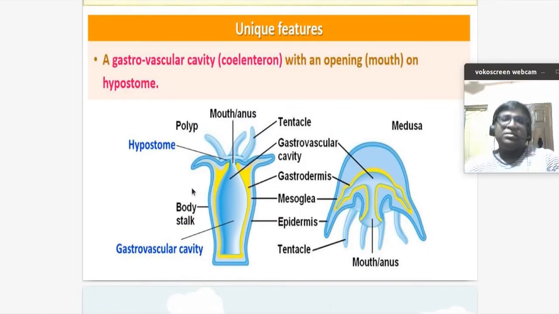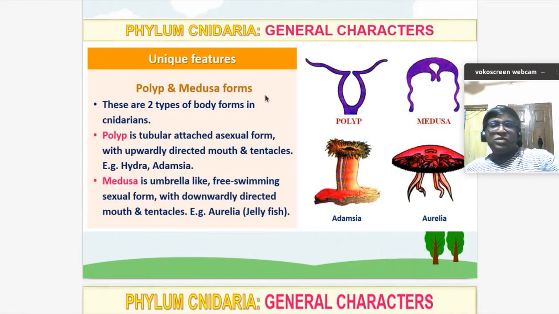So the unique features, they have a gastrovascular cavity. You can notice at the center, they have a gastrovascular cavity, which is called coelenteron, and they have an opening or mouth on a special stalk-like structure called hypostome. You can notice the same even in the medusa, that is in the jellyfish. The polyp form and medusa form diagrams are given in your textbook also. For the polyp form they have given the example of Adamsia, and for the medusa form, the jellyfish.